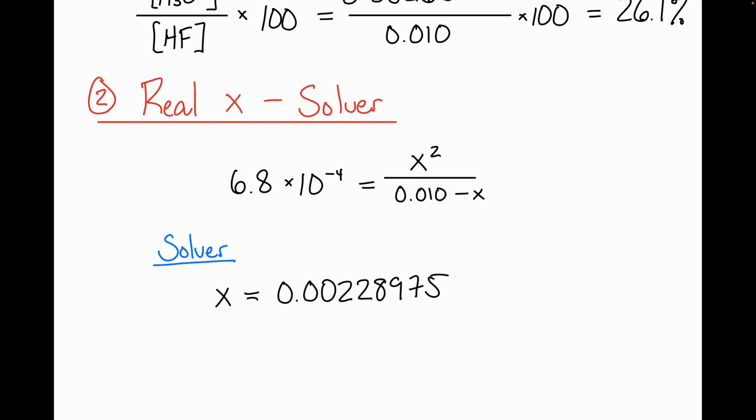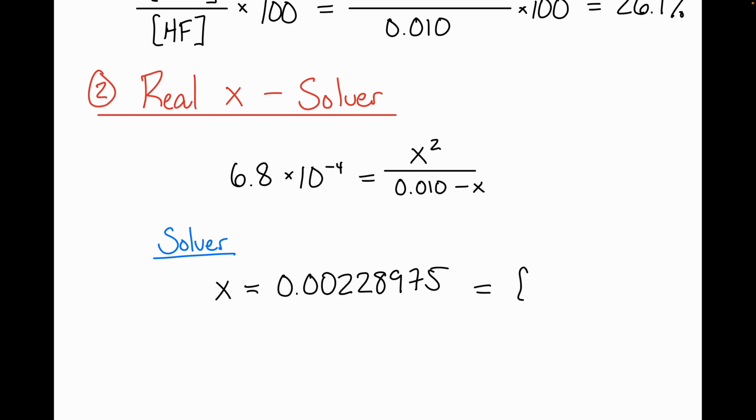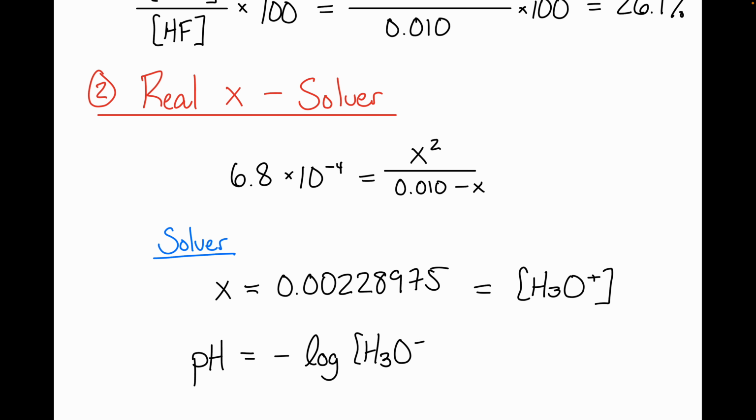All right, and then just one more step, because remember, we're not done yet. What we found was our concentration of hydronium. In order to get our pH, we're going to take the negative log of that hydronium ion concentration.